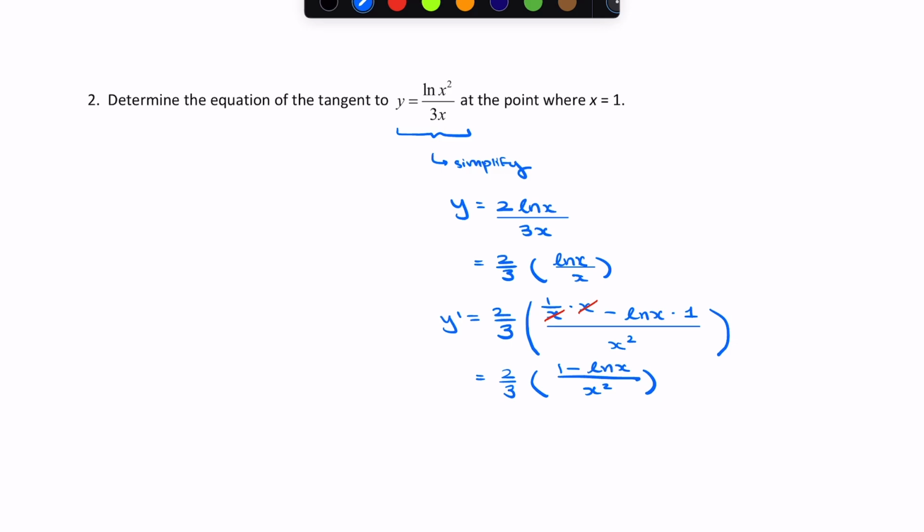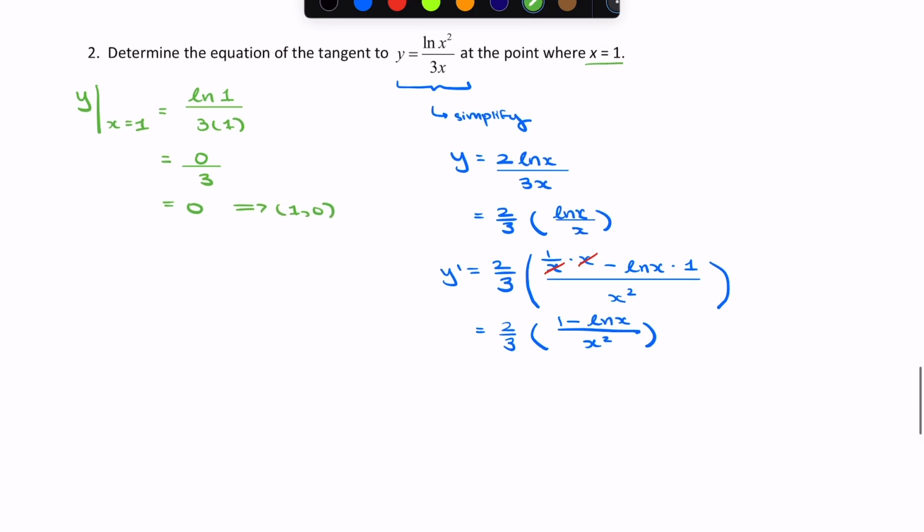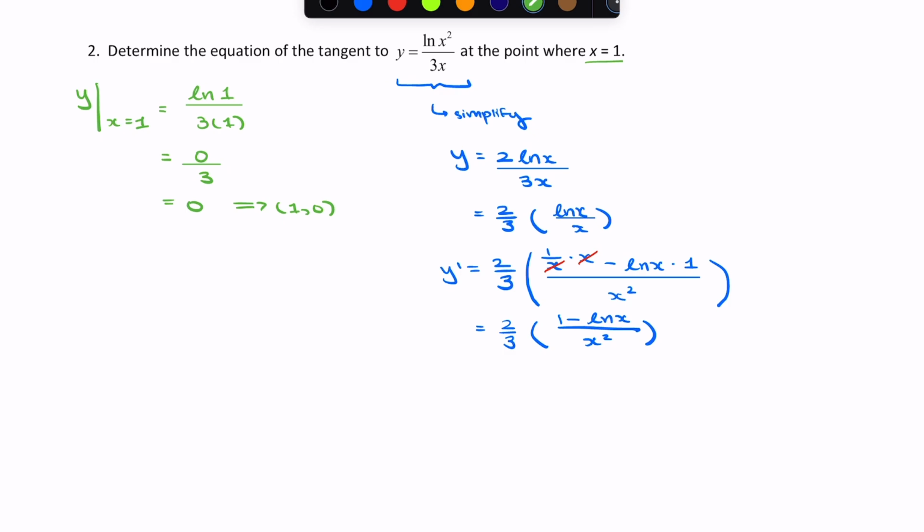And so here, another thing we can do first is, we know that it is at the point where x is equal to 1. So let's sub that into our equation, the y value when x is equal to 1. So ln 1 squared over 3 times 1. So the natural log of 1 is equal to 0, and 3 times 1 is equal to 3. And so that will give us 0. So our point will be at 1 and 0, which we can sub in to find our equation of the tangent.